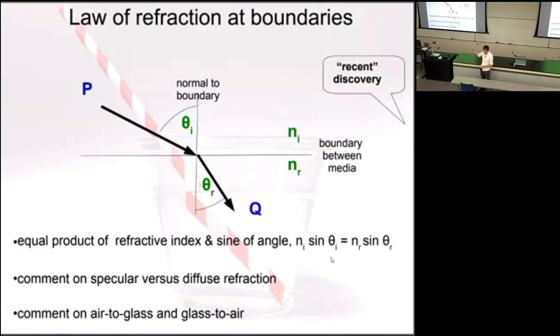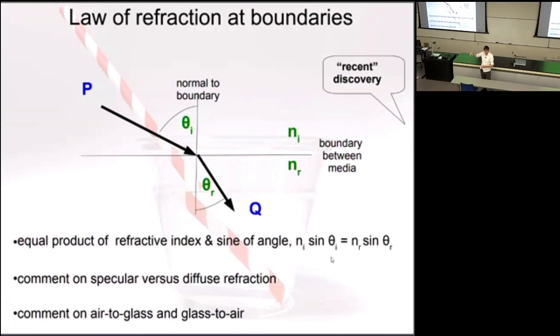Because your question is, well, how much does the light ray change its direction? How much does it change its direction depending on what were the optical materials, air and water or air and glass? How much does the light ray change its direction based on the direction it approached the boundary?